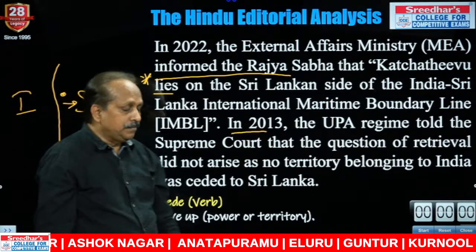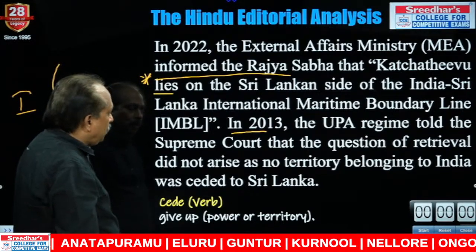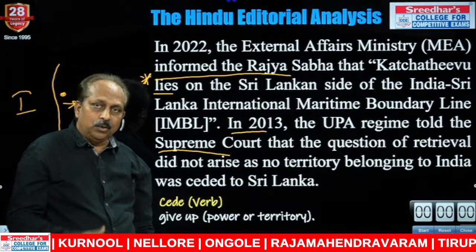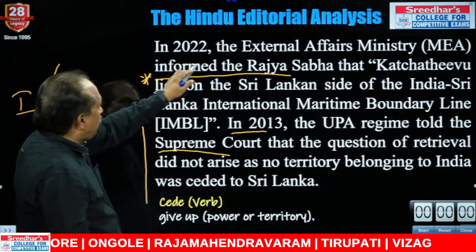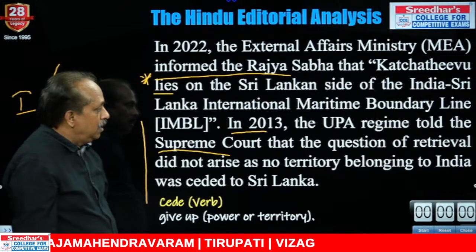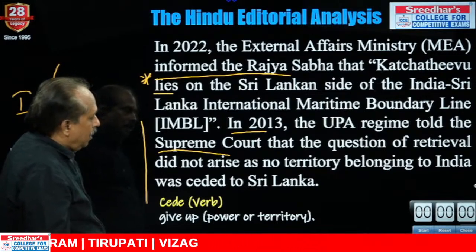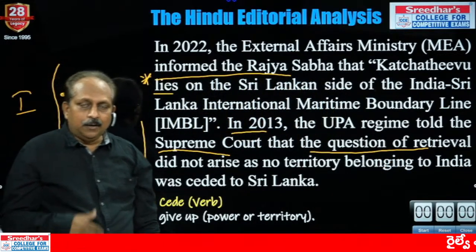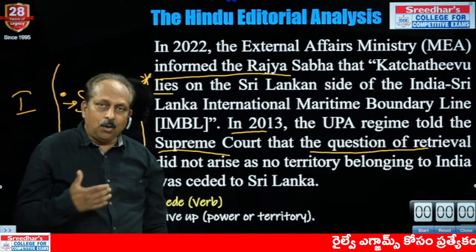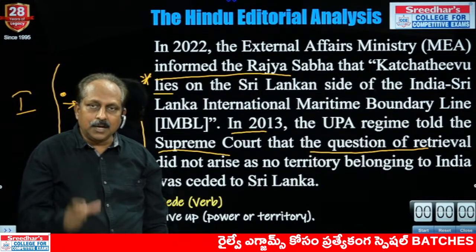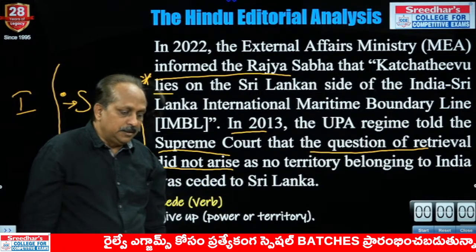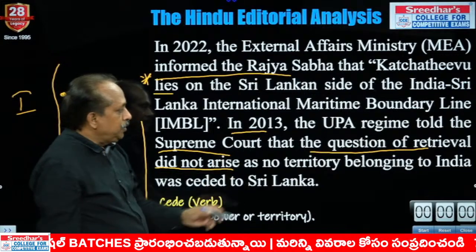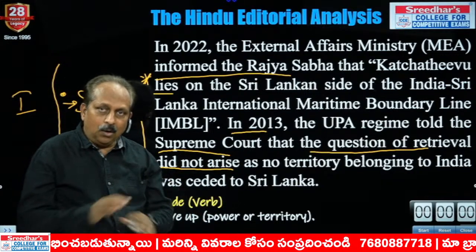Again, background information. In 2013, the UPA regime told the Supreme Court, while the MEA, Ministry of External Affairs, told the Rajya Sabha in 2022, that the question of retrieval did not arise. The question of giving the consent, the question of announcing something, the question of doing something, this is a standard expression: did not arise. This is also an important expression. The question did not arise means it was ruled out. The question of retrieval, getting back the island, did not arise.